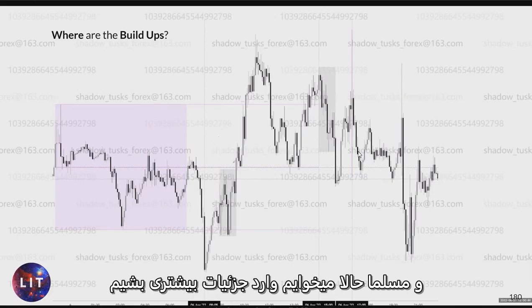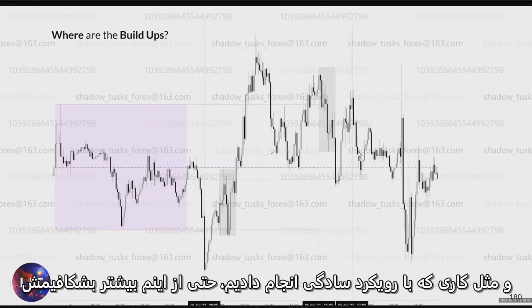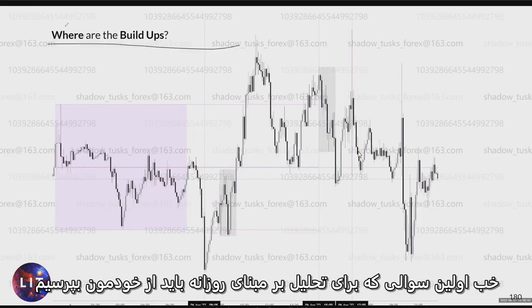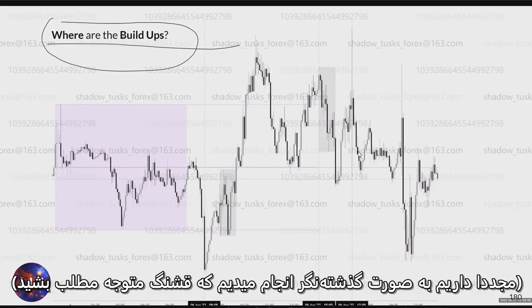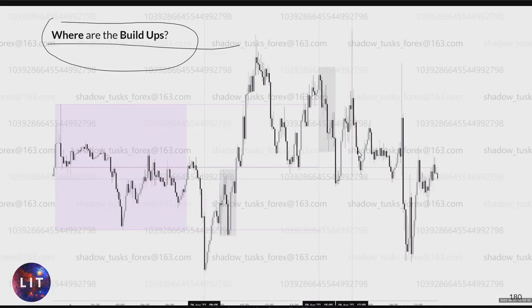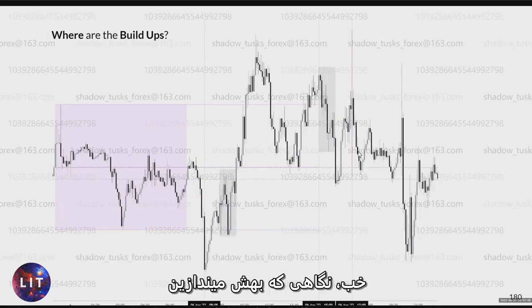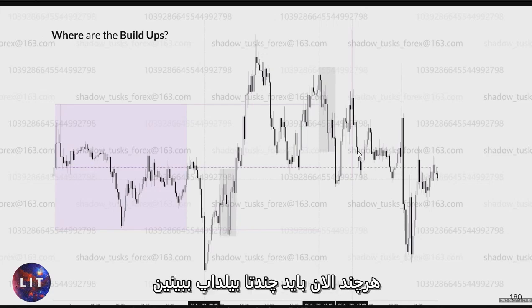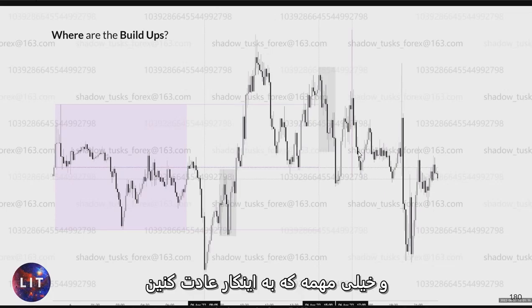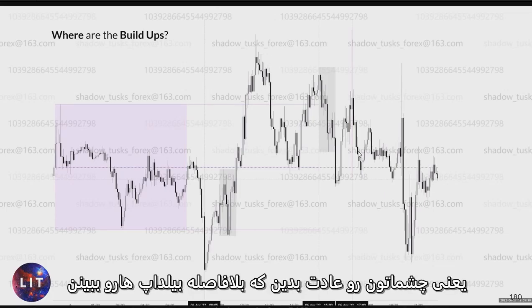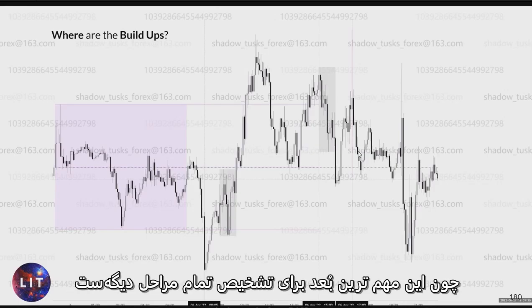And of course, now we're going into more detail and breaking it down even more, as we did earlier with the simplicity approach. So the first question we have to ask ourselves to analyze the intraday basis, and now we're just doing it in hindsight to give you a good feeling for it, is: where are the build-ups? If you just take a look at it, I will give you a few speckles so you can test it out yourself. You should already see a few, and it's very, very important to get used to training your eye to see the build-ups right away, because those will be the most important aspect to identify all the other steps.